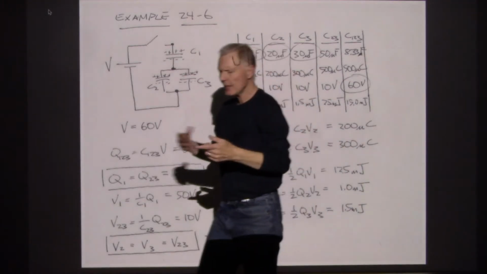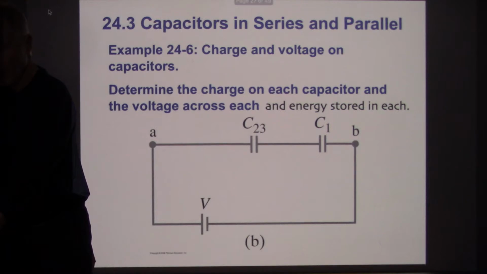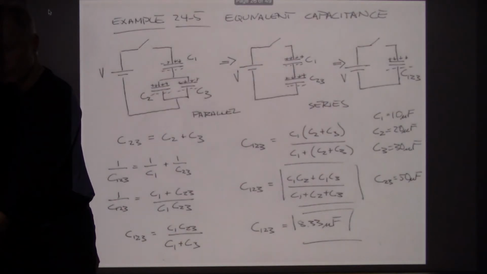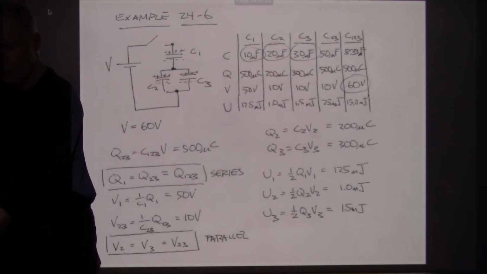Now, to see everything going on, it's probably useful to go back and see what some of these intermediate pictures look like. Okay, so this is what happened along the way. C23 and C1 are in series.